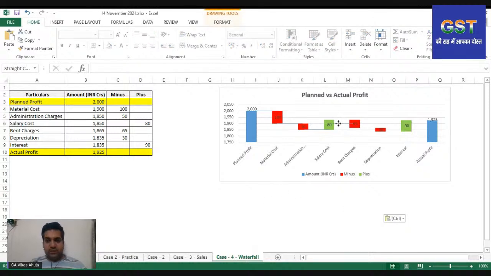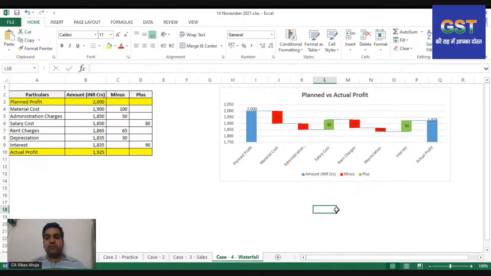brings it back to this level, and from here, my profit reduced by another 65 crores again. And from the 65 level, it came down to 30, and from 30 it again went back to 90, and from 90 it settled down at 1925 crores. So this is kind of a relation that happened in the changes in my profit, which is demonstrating the difference between my planned profit and the actual profit.